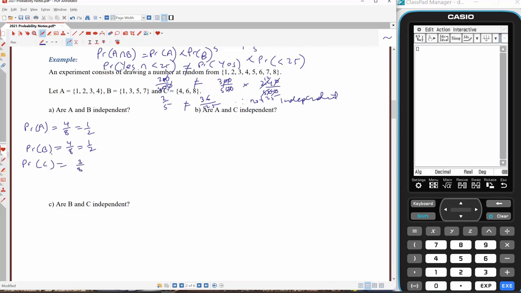All right, to do the check here, the probability of A intersect B is equal to the probability of A times the probability of B. The probability of A intersect B: we've got a 1 and a 1 and a 3 and a 3. So this is 2 in 8 or 1 in 4. Probability of A is 1 in 2, times 1 in 2 is 1 in 4, the same as 1 in 4. Therefore, these events are independent.